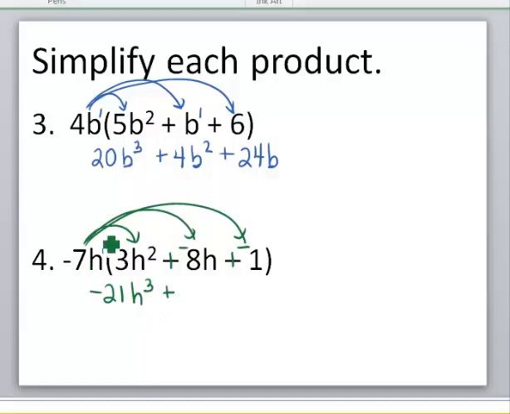Plus negative 7 times negative 8 is positive 56. H to the first times h to the first is h to the second. That's 1 plus 1. Plus negative 7 times negative 1 is positive 7. Carry my h through.